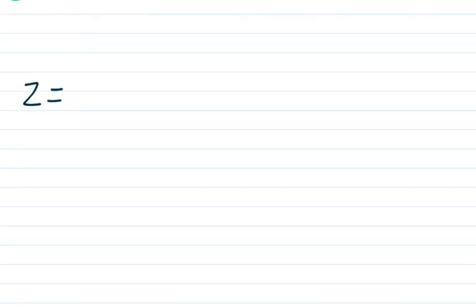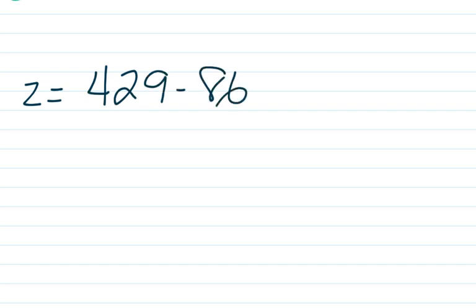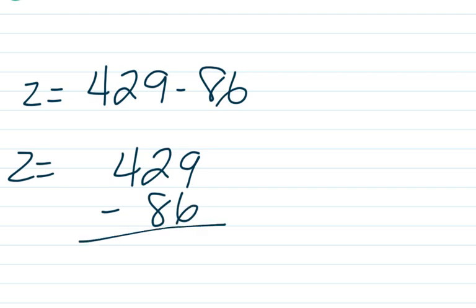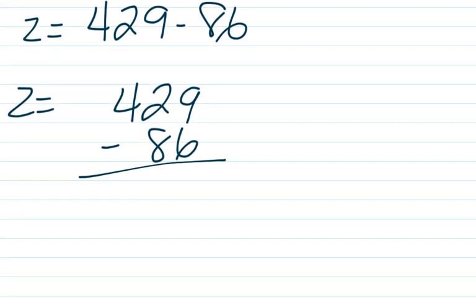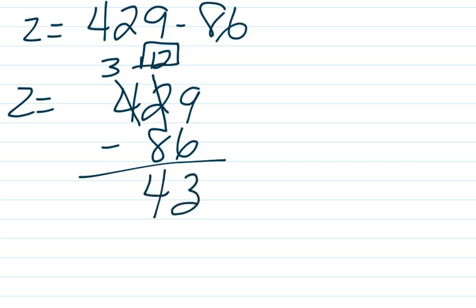So z equals 429 minus 86. Z equals 429 minus 86. So I don't have to regroup in my ones place, but I am going to have to regroup my tens. So that's 3. This is going to be 12. So 3, 4, 343. Now, so 343 equals z.